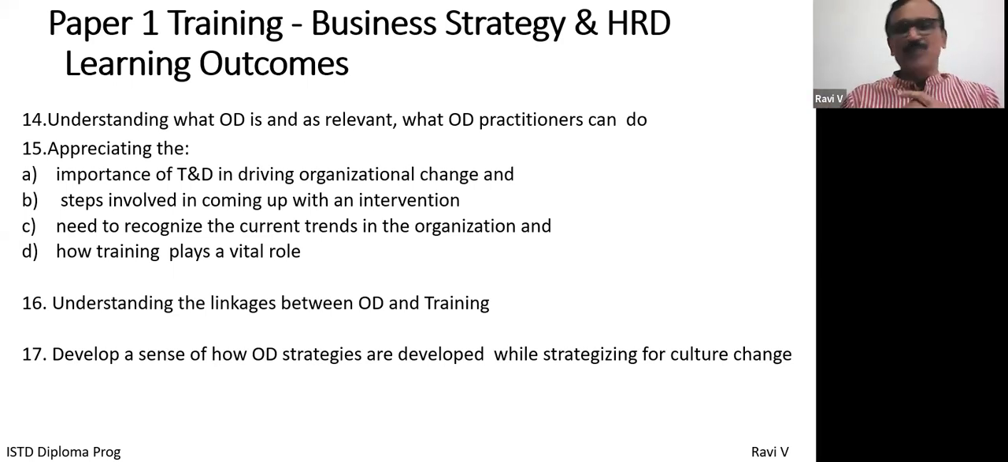Then appreciating the importance of T&D. What are the steps involved in coming up with an intervention? So I'll be discussing the steps at fair length. I don't want to just read a particular text and present it, because if that's the way, you can as well read the book and learn it. So I see this as a wonderful opportunity for me to share my experiences, which I didn't have in the earlier years. How do I recognize the trends and how training plays an important role, the linkages between OD and training, etc.